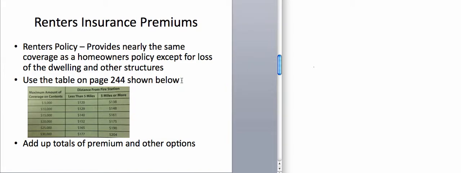So if we take a look here, your apartment's contents are worth $25,000. You also want to insure jewelry for an additional premium of $31. So you live one block from the fire station. What's your premium? If you live one block from the fire station, you're living less than 5 miles. And on the chart, $25,000 for less than 5 miles is $165.